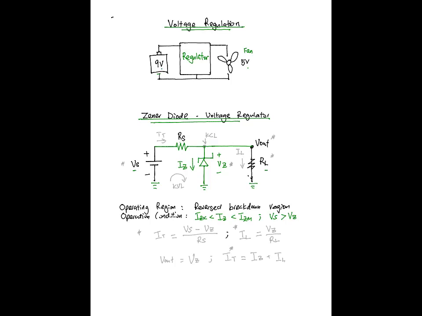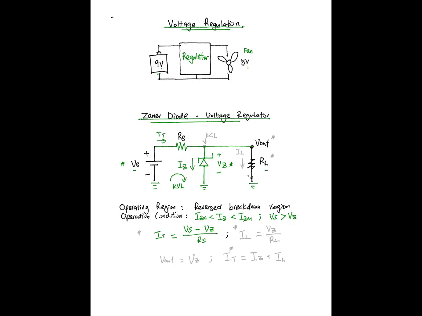When we analyze a Zener diode circuit as a voltage regulator, we always look at the KVL equation here, and from here we can see that the current IT is given as IT equals the voltage Vs minus the voltage Vz divided by the series resistor. So IT is basically Vs minus Vz over the resistor Rs.